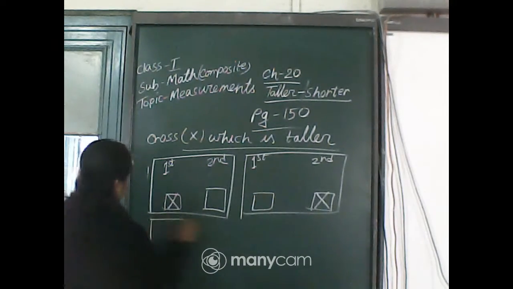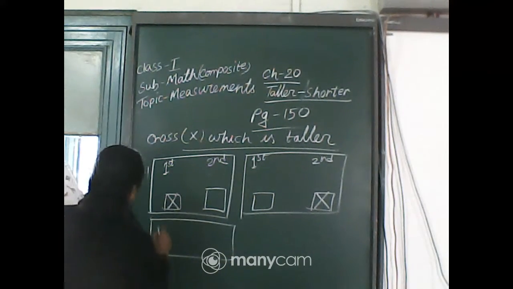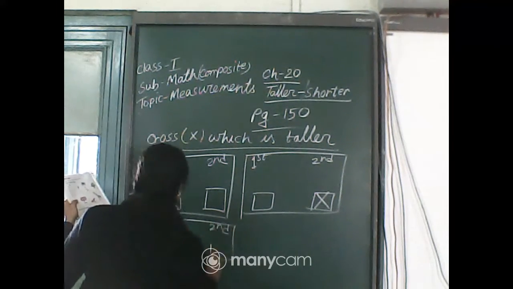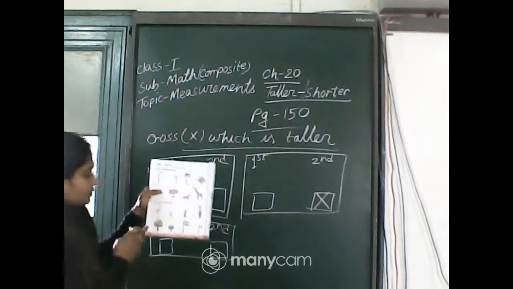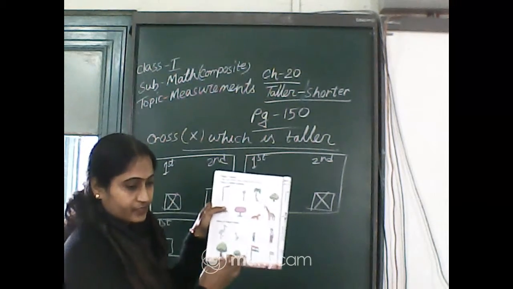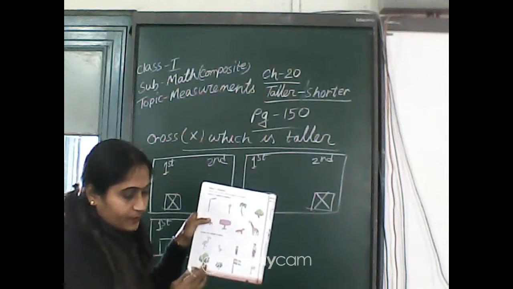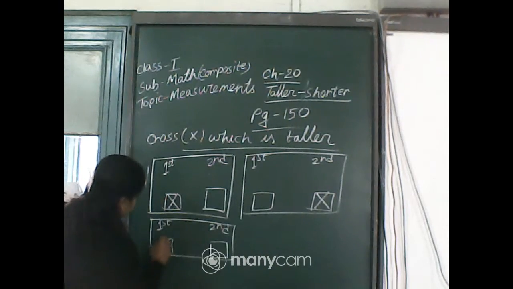Next, two trees are there, first and second. You have to put a cross on the taller one. So first tree and second tree, which one is taller? You have to put a cross on the first tree.